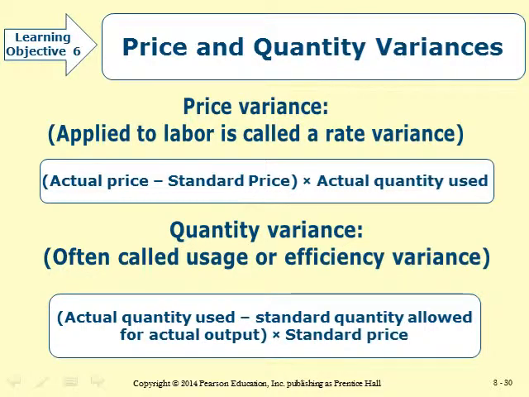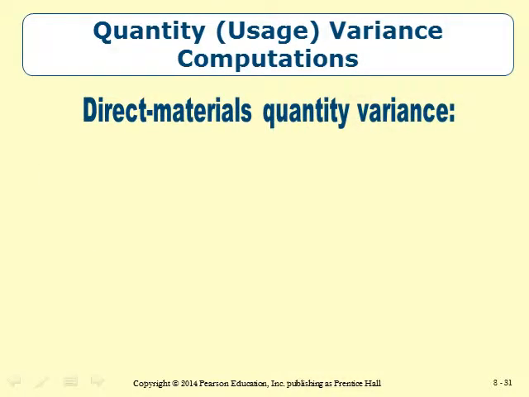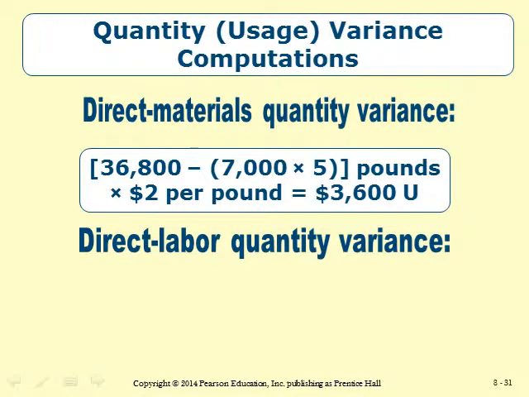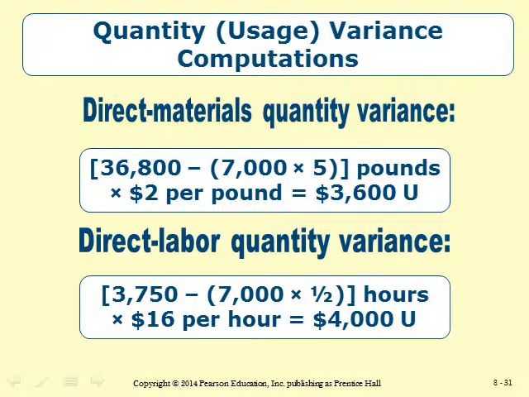So if we apply this idea of price variance and quantity variance to direct materials and direct labor, what we'll see is the direct materials quantity variance equals the actual quantity minus the standard quantity times the standard price. So we have a $3,600 unfavorable direct material quantity variance.